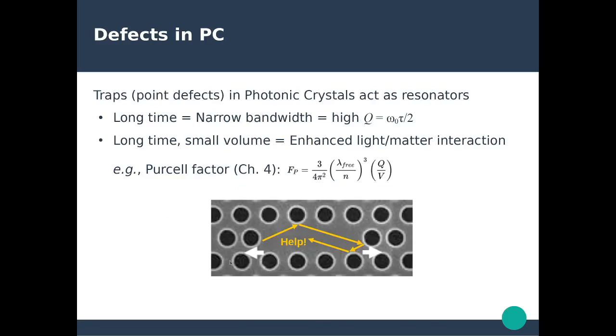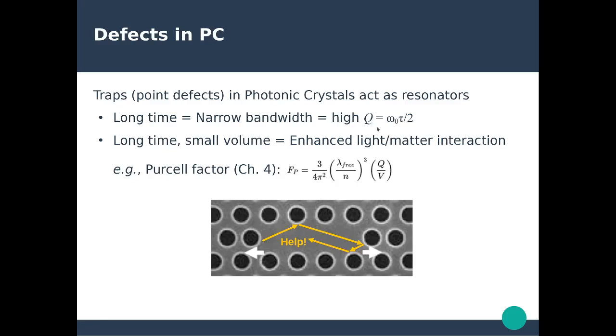Those defects, the traps, those point defects, act as resonators. They are very important for a lot of applications, because if you trap light within a defect, light cannot escape. It's basically going to bounce back and forth within this point defect. That's what we've seen in the finite difference time domain simulation I've shown you. The longer the photon remains trapped in the cavity, the narrower the bandwidth. So we have a high quality factor.